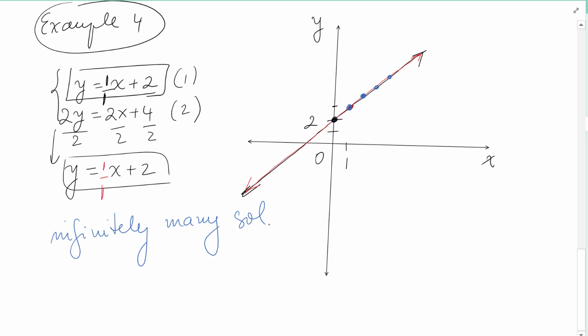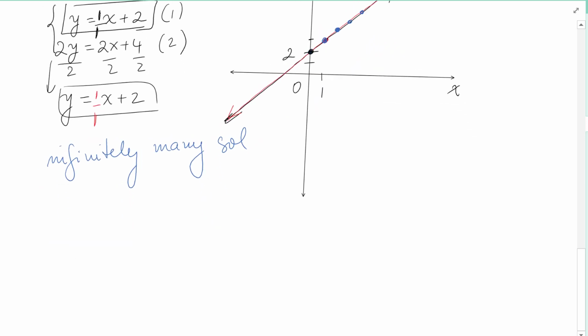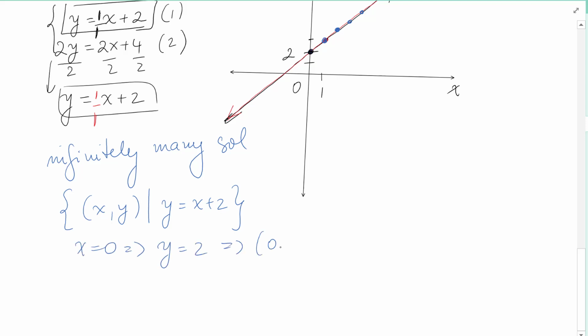So how do we write that? Well, we usually write it like this. The set of x and y with the property that y equals x plus 2, right? We just pick one of the two equations and we write it like that. Why? Because, for example, if x equals 0, y equals 2. So basically the point 0, 2, which is this one, right? It's a solution of the system.